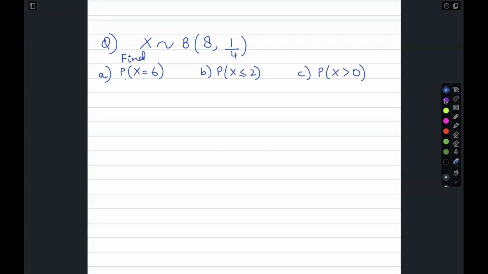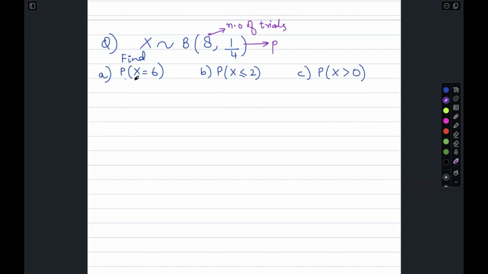Now let's take a look at some questions of binomial distribution. In this question, X is binomially distributed and the number of trials is 8. As we know, this represents the number of trials. And 1 upon 4 is the probability of success, and we can refer to it as P.